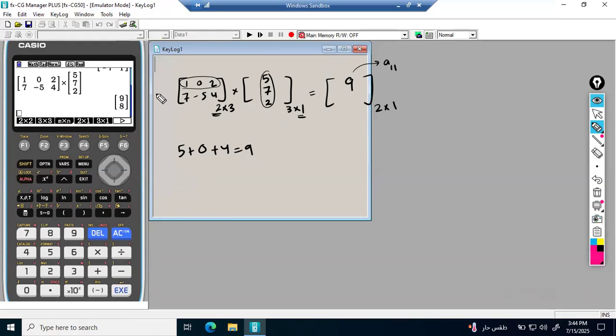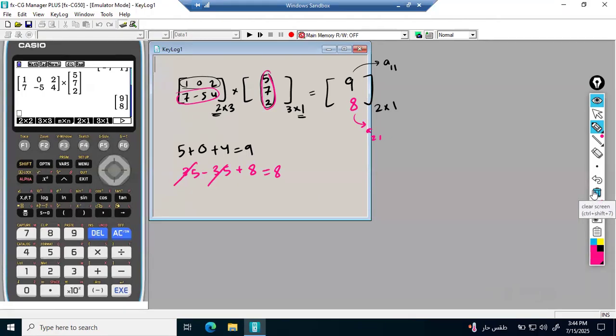Now for the other element, how did we get the 8? We multiply this by this. 7 times 5 is 35. -5 times 7 is -35. And 4 by 2 is 8. So these cancel out. The answer is 8. So element A2, 1, second row, first column, is found by multiplying the second row of the first matrix and the first column of the second matrix. If you're allowed to use the calculator, just do it on the calculator.